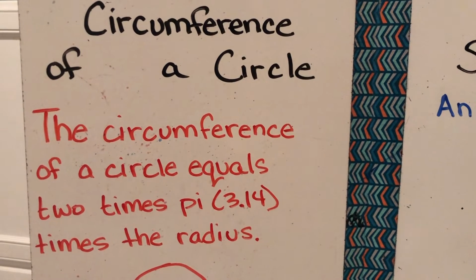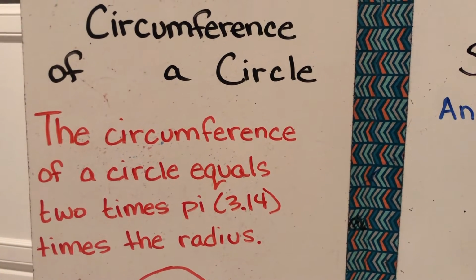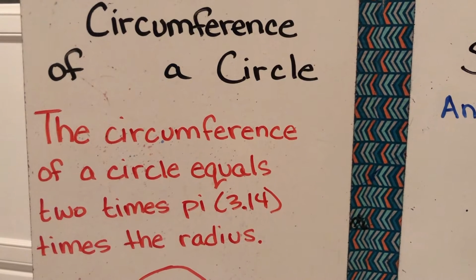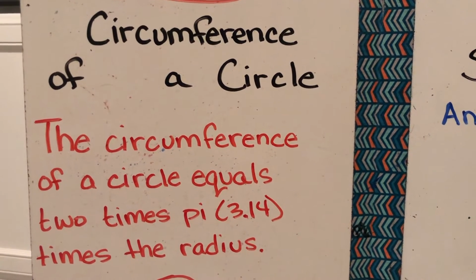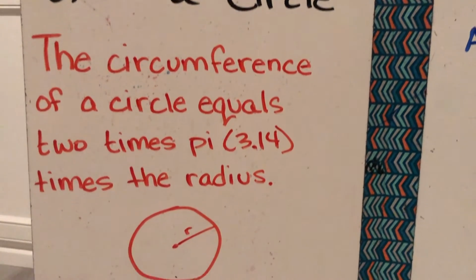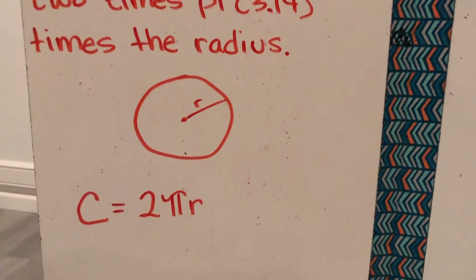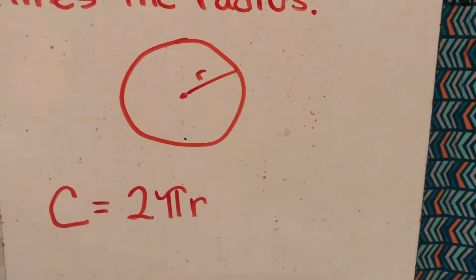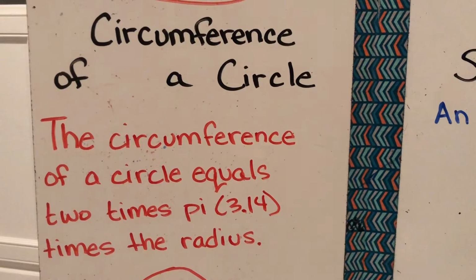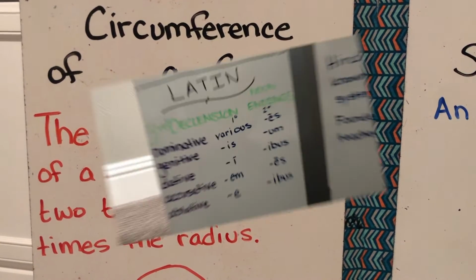The circumference of a circle equals 2 times pi, 3.14, times the radius.